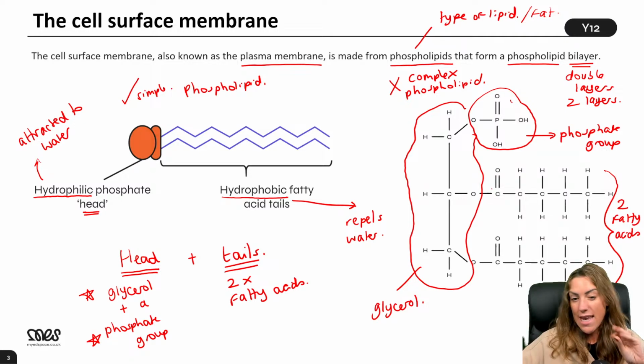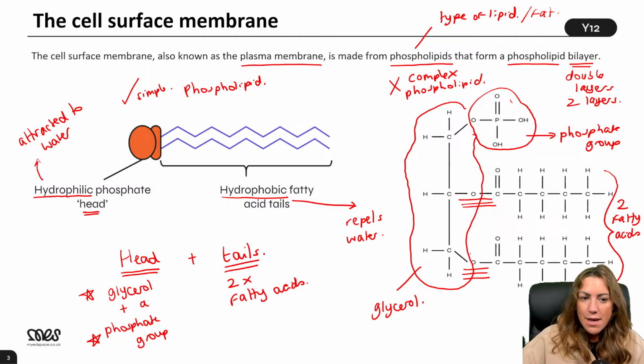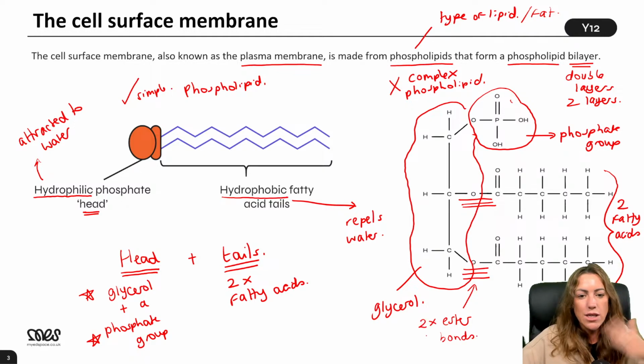That oxygen, yeah, it was part of the glycerol, but can you see here, this is now forming a bond. So these, I'll just triple underline them. These oxygens were part of the glycerol originally, but now they're being used to form a bond between the glycerol and the fatty acids. These bonds are actually called ester bonds. I wasn't going to go too deep into this today, but we have got 2 ester bonds between the glycerols and the fatty acids.